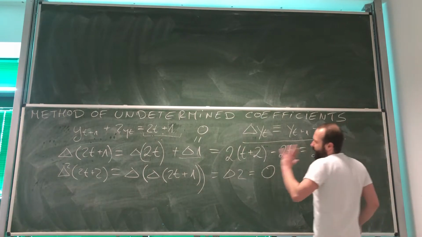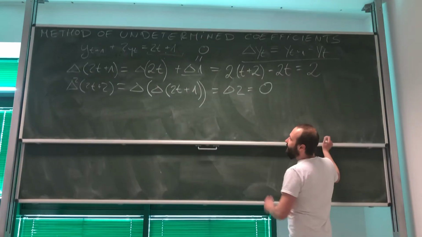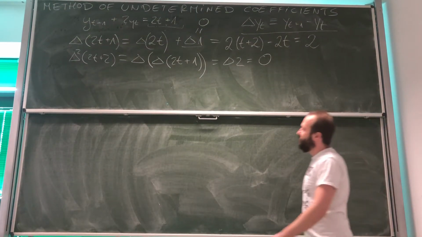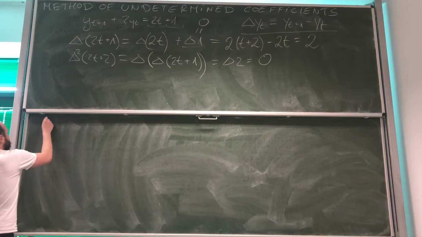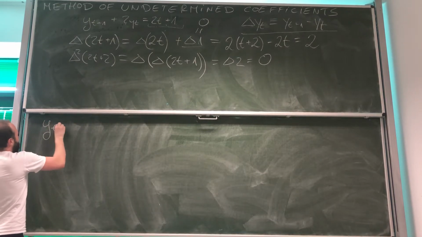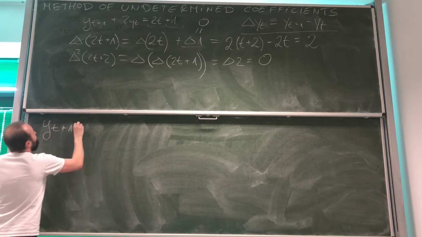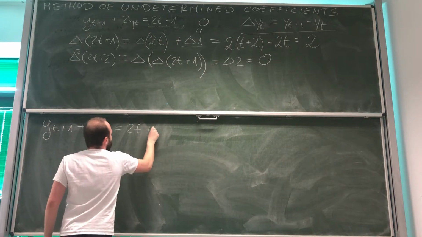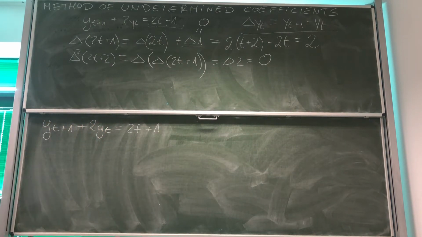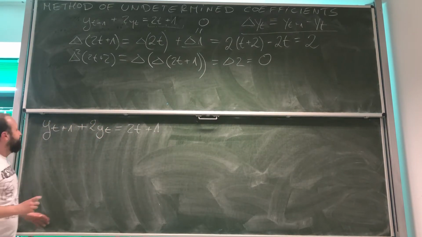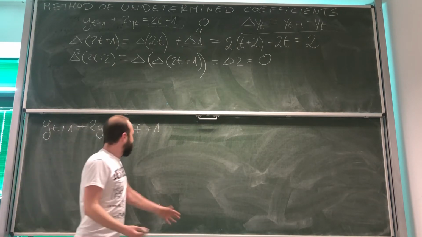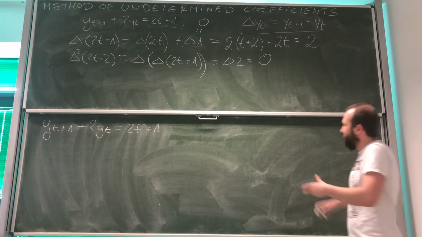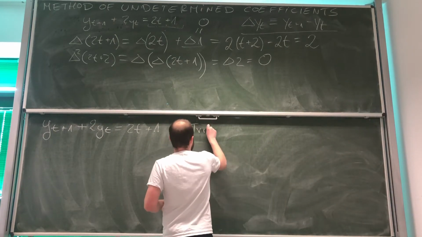So now that we know we can do it, let's dive straight ahead to the method of undetermined coefficients. Our equation is given by yt plus 1 plus 2yt equals 2t plus 1. If we want to solve it using the method of undetermined coefficients, we need to figure out a trial solution.